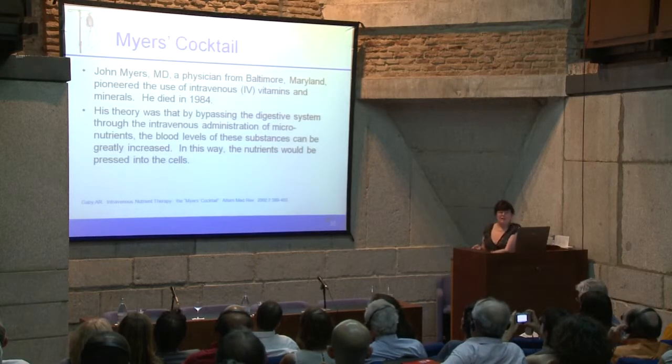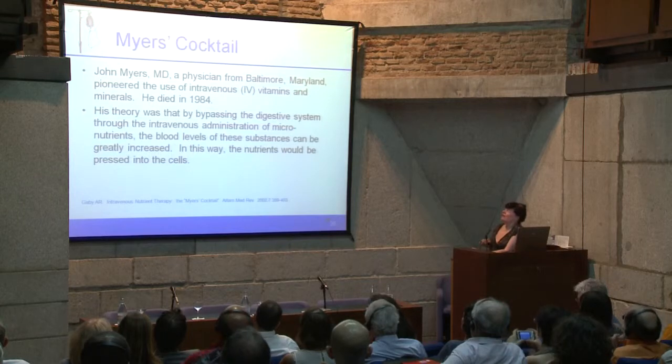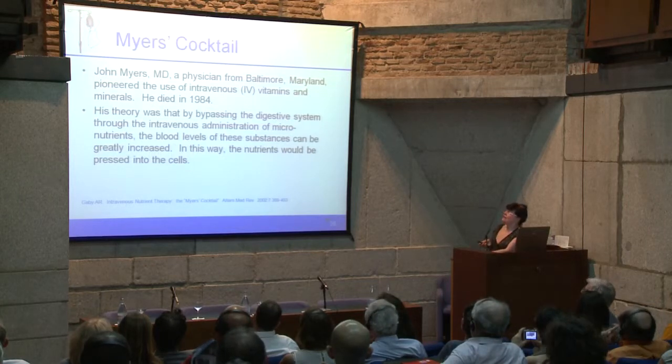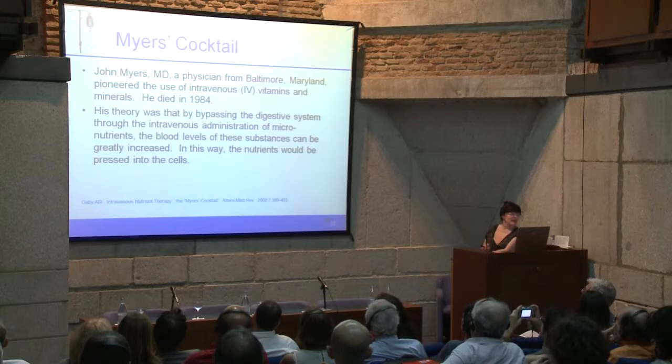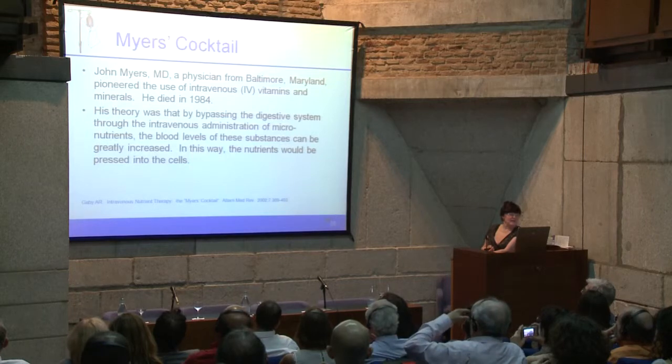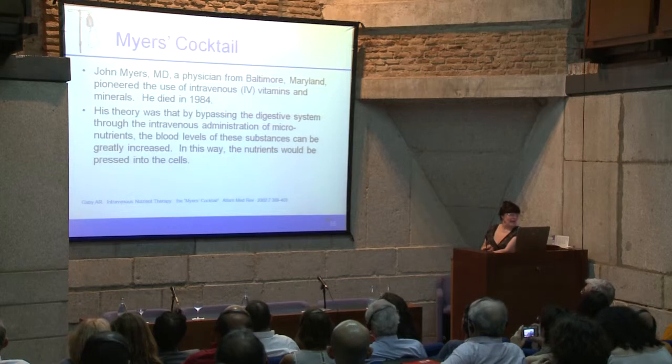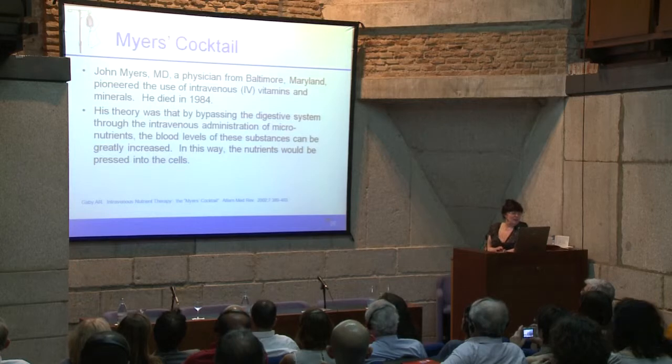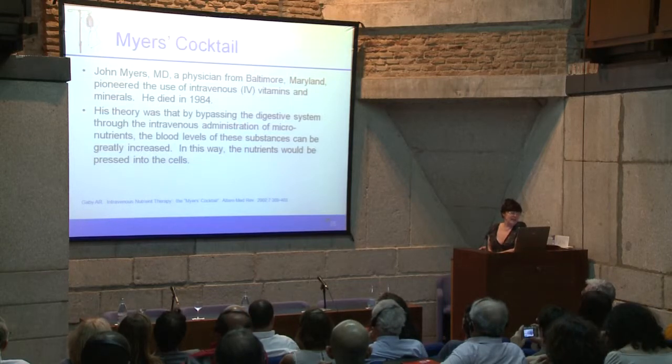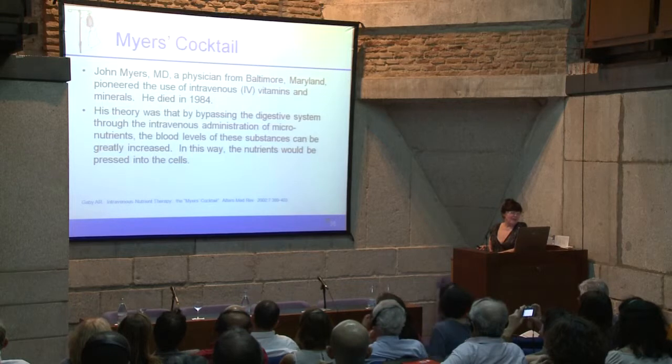Now, the original intravenous therapies were of Myers cocktails, and this was by John Myers, who's a physician in Baltimore in Maryland, who pioneered the use of intravenous IV vitamins and minerals. He died in 1984, and his theory was that by bypassing the digestive system through the intravenous administration of micronutrients, you could get the blood levels of these substances greatly increased. And in this way, the nutrients would be pressed into the cells.